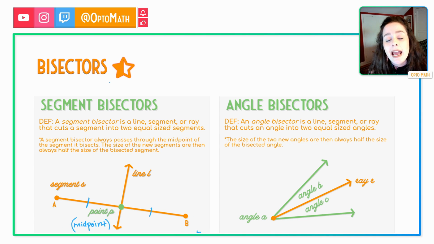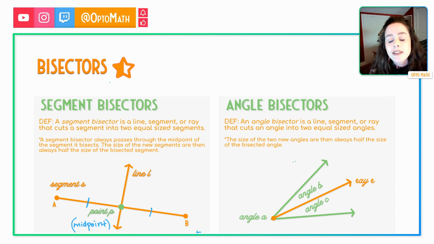Now let's take a look at angle bisectors. This is going to be a specific example of angle addition, just like segment bisectors present a specific example of segment addition. So definition, an angle bisector is a line, segment, or ray that cuts an angle into two equal-sized pieces or equal-sized angles. So here's what we know about that. The size of the two new angles are then always half the size of the bisected angle.